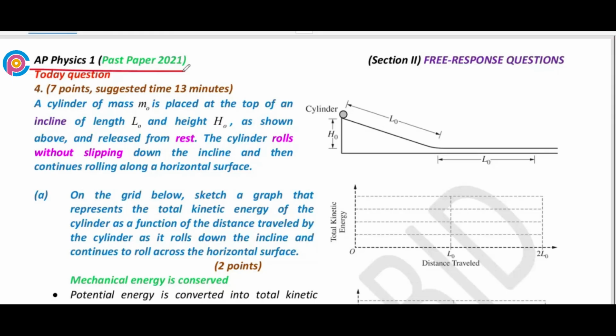Hi, we have the AP Physics 1 past paper 2021. We are discussing the free response question section. We have question number 4, which carries 7 points.